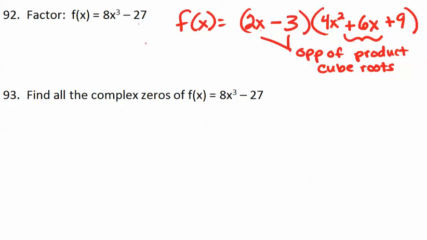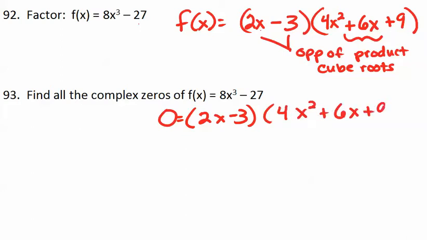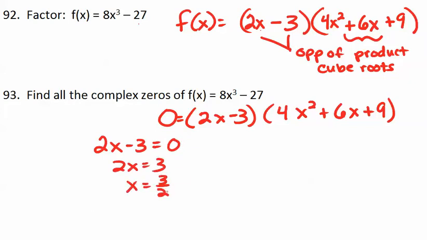Okay, now that we factored that for question 92, now question 93 says find all the zeros. So we want to take what we just did and set it equal to 0. This second one is not a PST. We didn't double this middle term, so that trinomial is never going to be factorable. So how do we solve the second term? We'll have to use quadratic formula. The first term is linear, so we can set it to 0. 2x is equal to 3, x is equal to 3 halves, so there's a real root.